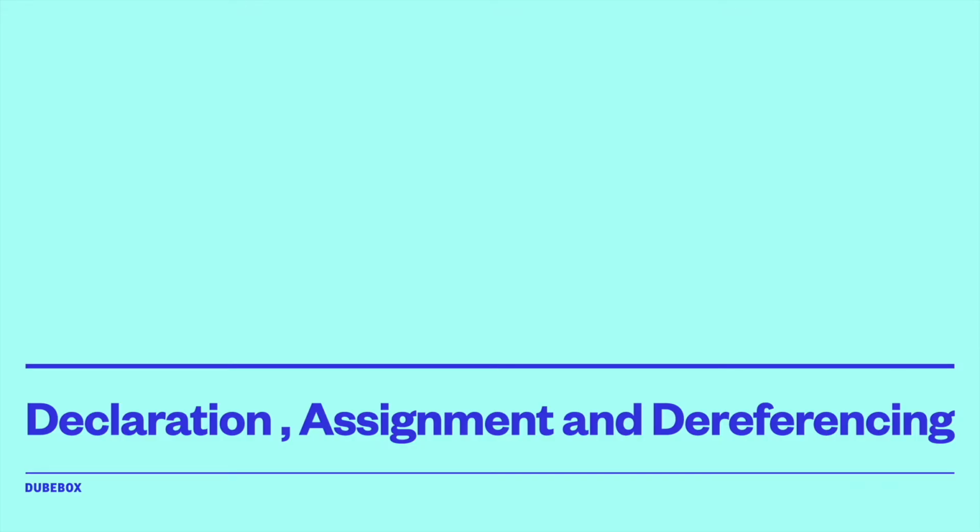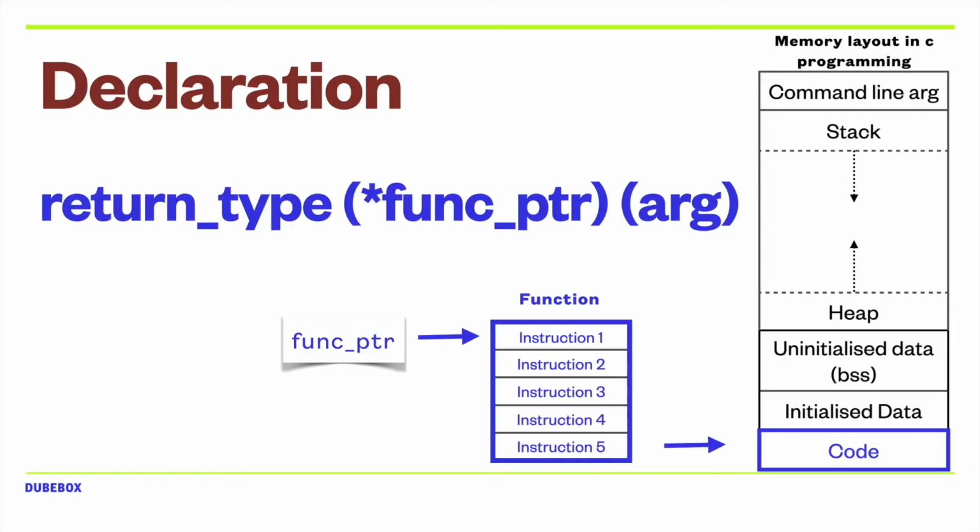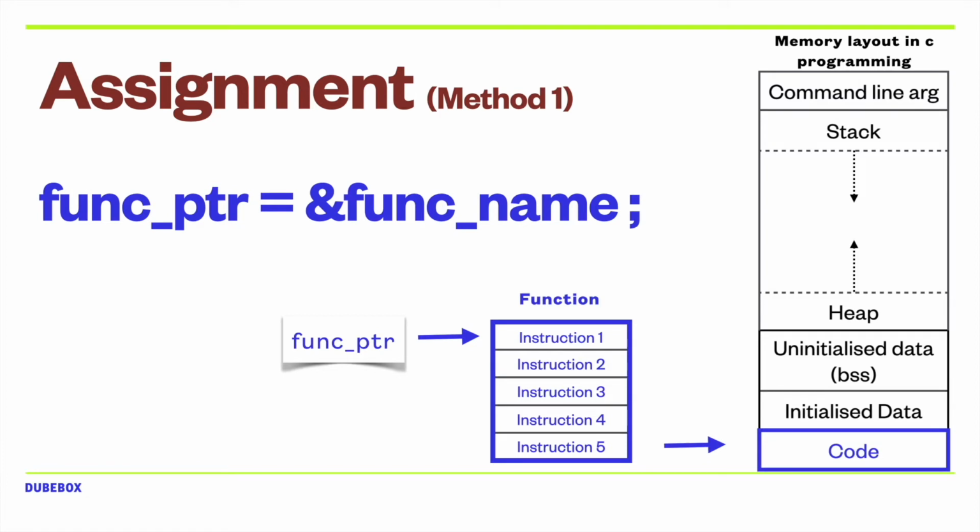Now we'll see the declaration, assignment and dereferencing for the function pointer. Let's see the declaration first. In declaration, we need to take the return type of the function, the pointer name with the asterisk operator, and the data types of the arguments.